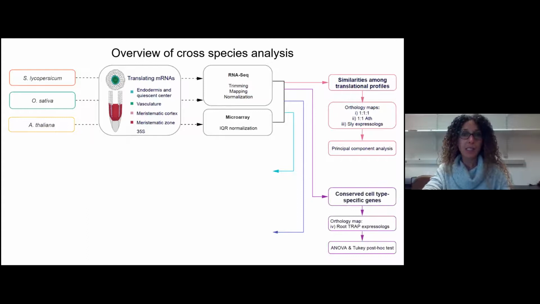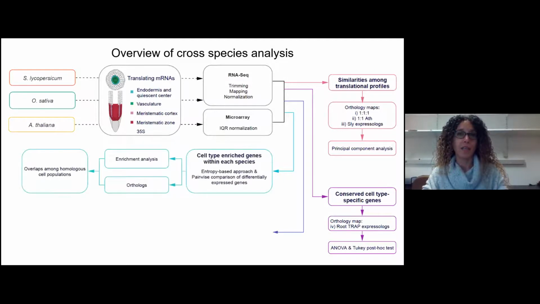In the second analysis, we identified conserved cell type specific genes. And for that, we constructed a 4th orthology map, and that is based on sequence homology coupled with expression correlation.